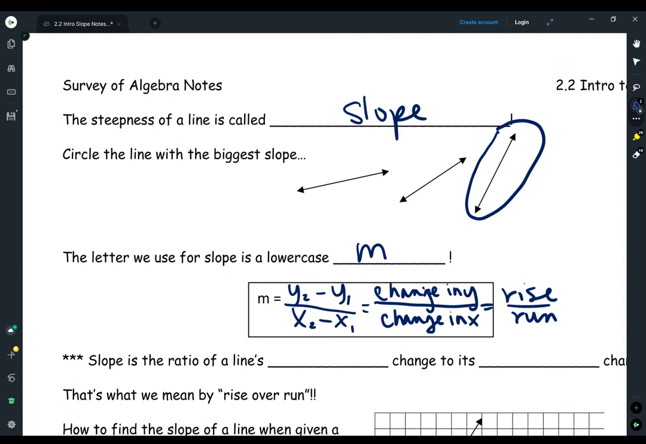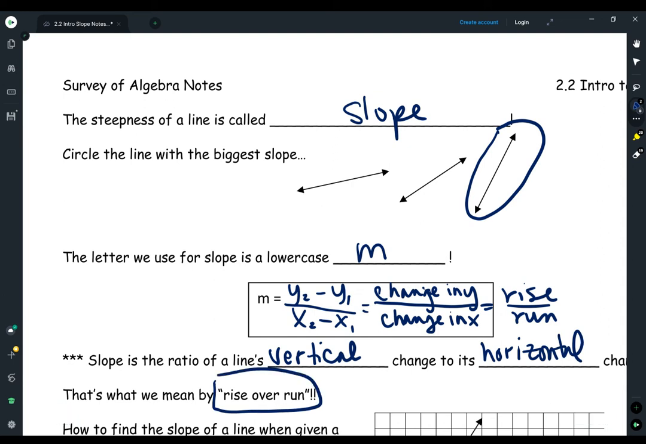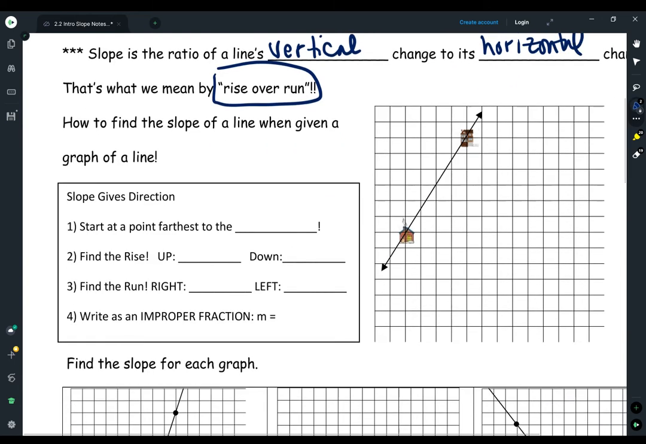So slope is the ratio of a line's vertical change to its horizontal change. And then we've got rise over run right here. So there are a lot of different ways we can talk about slope. Let's go ahead and move our notes page up here. This is how we find the slope.